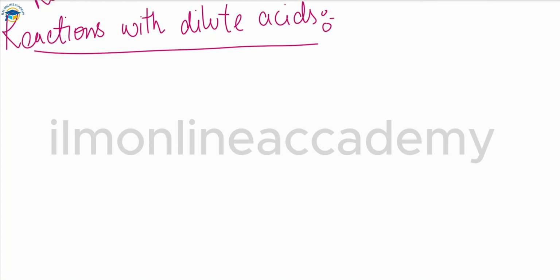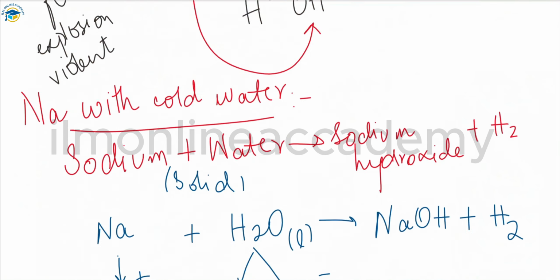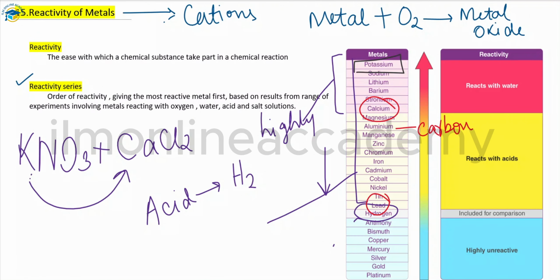Further down the reactivity series, the slower the reaction, until no reaction occurs, and only the metals above the hydrogen will react. Here you can see this is the hydrogen, so the metals present above the hydrogen in the reactivity series will react with the dilute acids, not the lower ones. The lower ones are highly unreactive, as you can see here. Now we'll check the reactions of the dilute acids with the metals.